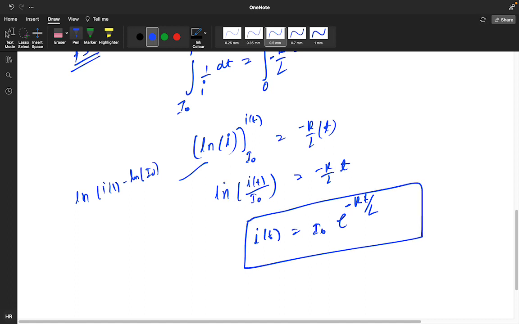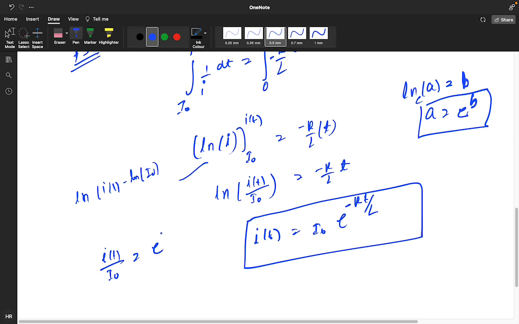Because if you shift this log function to this side, this is the formula. If ln a is equal to b, then what is a? a is equal to e to the power b. The base is e, that's why. So I used this principle only, and I got I of t divided by I naught is equal to e power minus Rt by L, and this I naught will get multiplied. So I naught into e power minus Rt by L.